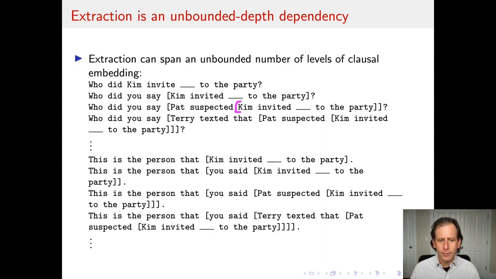Here is the example in relative clauses. This is the person that Kim invited to the party. I can add another level here. This is the person that you said Kim invited to the party.